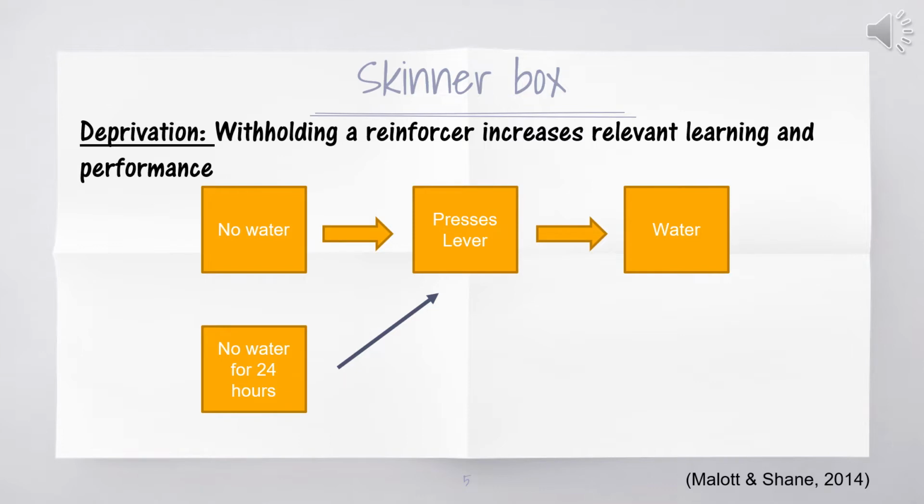Therefore, when teaching a new response, such as lever pressing, it will lead to quicker acquisition of this skill, so it will increase learning. Or if this is a skill that's already in the rat's repertoire, depriving the rat of water would cause the rat to essentially work harder to receive water as a reinforcer. So basically, it would increase performance.